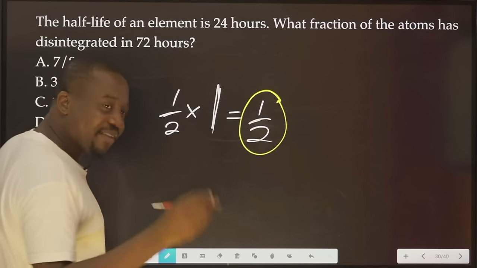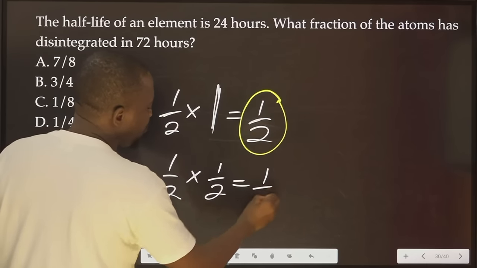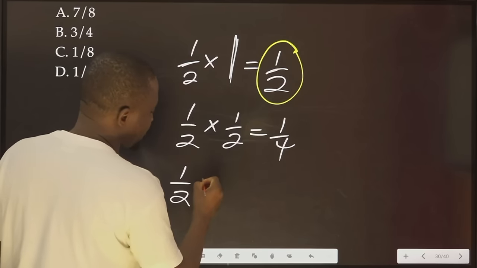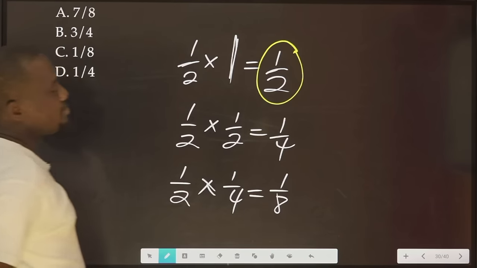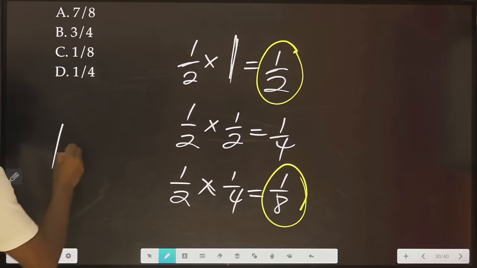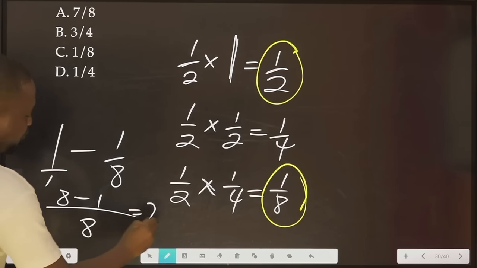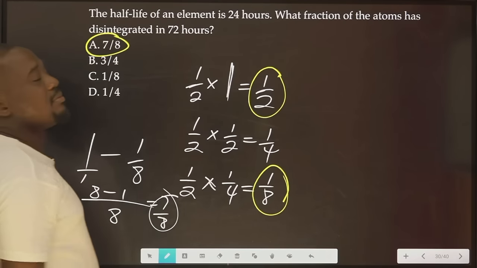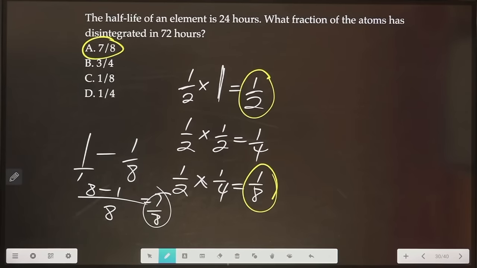Again, after 24 hours, 1 over 2 of this, that is of 1 over 2, that is 1 over 4. Another 24 hours is 1 over 2 of this. Okay? That is 1 over 8. You have to remove this from what we are given, 1. That is original minus 1 over 8, 7 over 8. So 7 over 8 is the answer. Do you understand? I believe you understand because you are preparing for JAMB, okay? You should understand this.